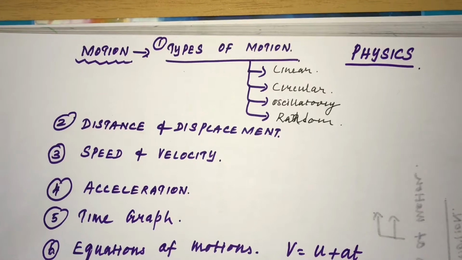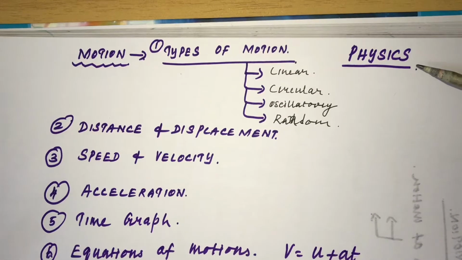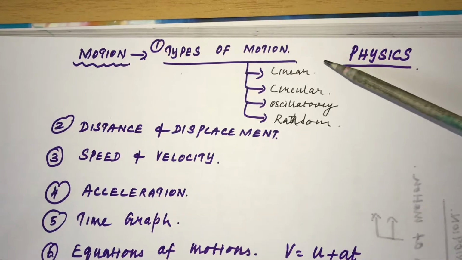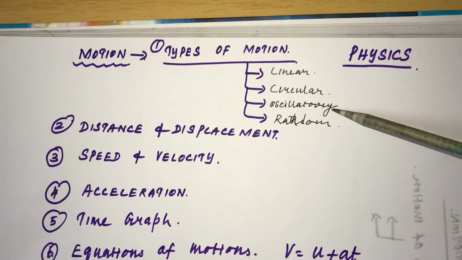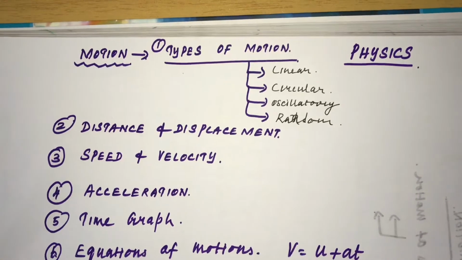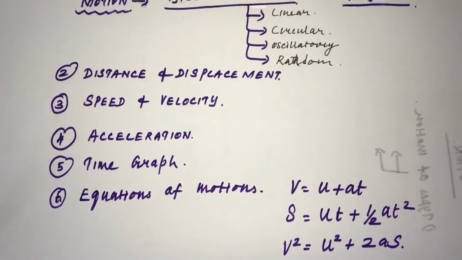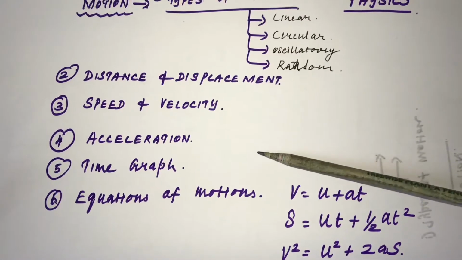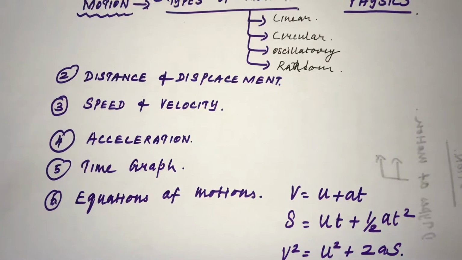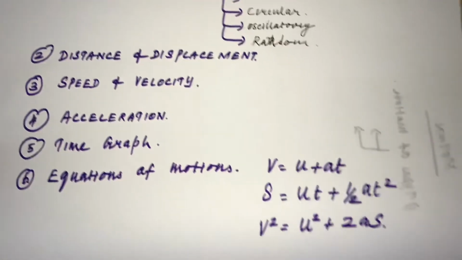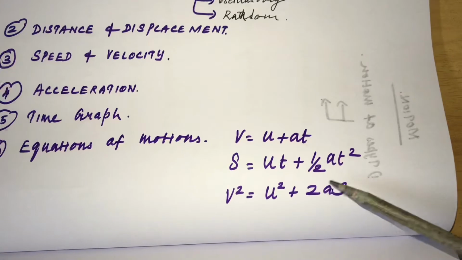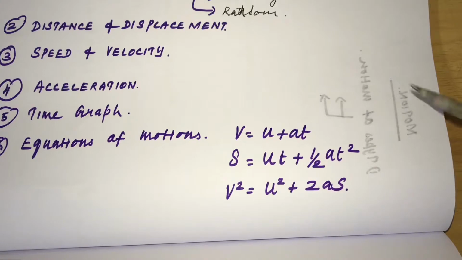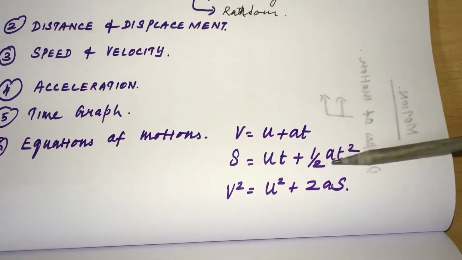In this module, what we are going to study in physics is the topic called motion, the movement of an object. In motion, types of motion: linear, circular, oscillatory, and random motion or movement, and the definition and unit of displacement and distance, speed and velocity, acceleration, time graph, and equations of motion, that is v = u + at, s = ut + half at squared, v squared = u squared + 2as. So these are all the topics or headings that we are going to cover in this video.